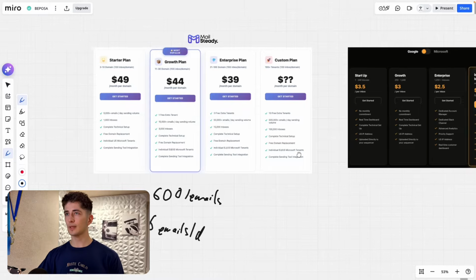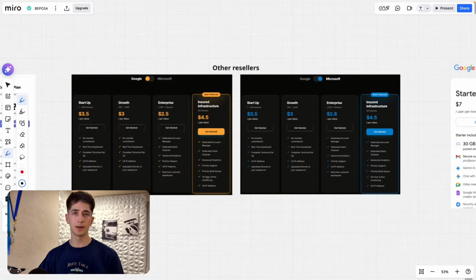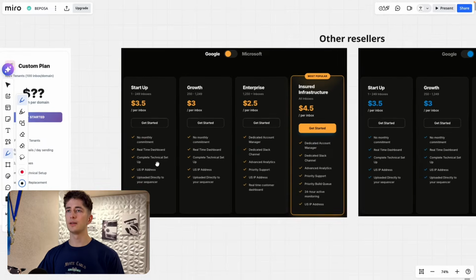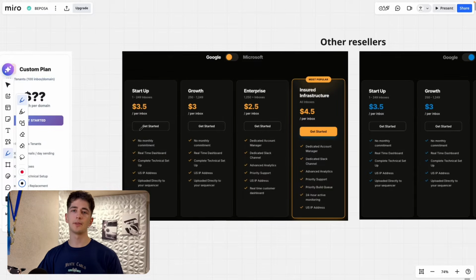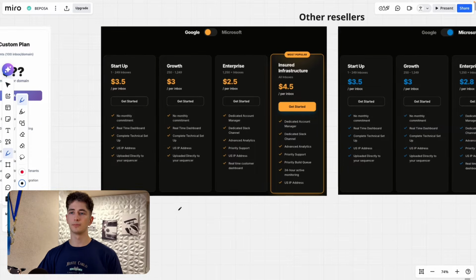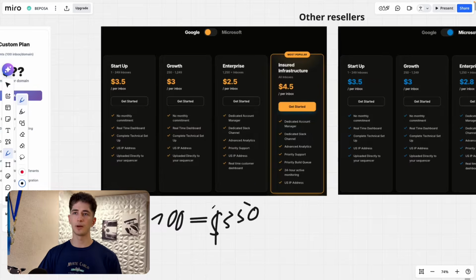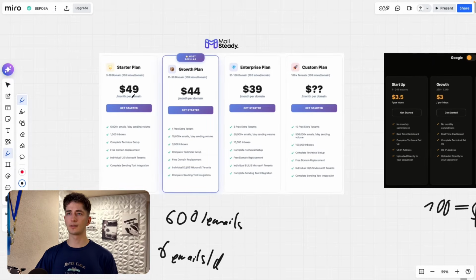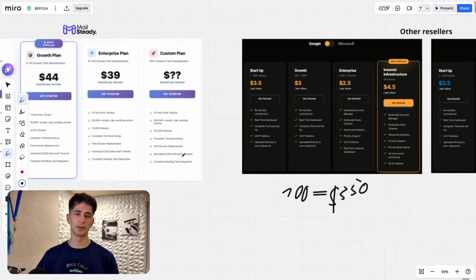Now, there are other options, other resellers. I'm not going to mention the name, but they sell Google and Microsoft accounts. For Google, they charge $3.5 per inbox. So if you were to say you want to get 100 inboxes, it's going to cost you $350, which is quite a big sum of money. And with these guys, it's going to be half as cheap, about $150.